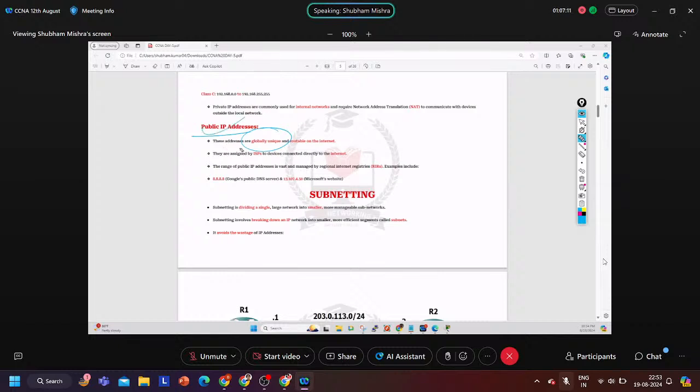And public IP address is not free of cost. It is paid and you have to purchase it from the ISP. For example, Google DNS is using this one. Microsoft website is also using this IP address. I just gave you the example, but I hope you understand the public IP address. Public IP address is not free of cost. If you want, you have to purchase it from the ISP, and public IP address is globally unique. Clear? Everyone, tell me. Yes, sir.